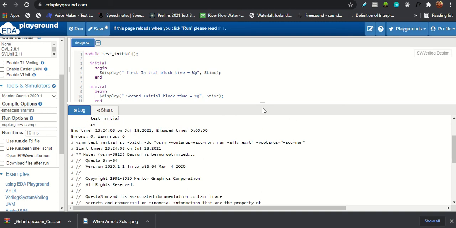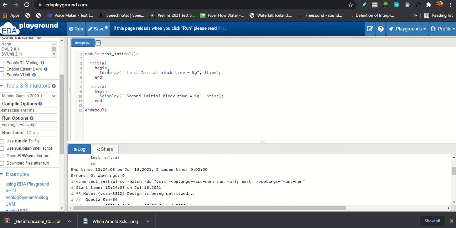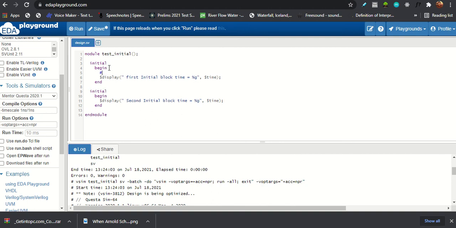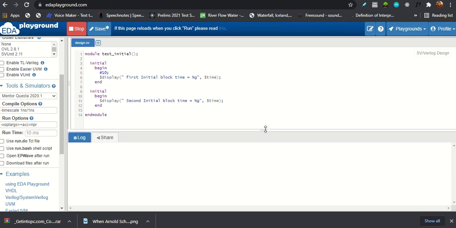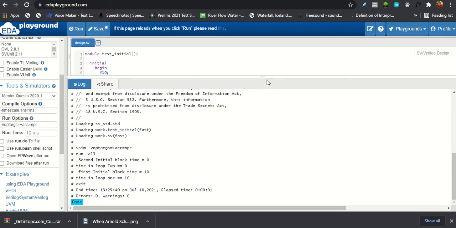Now we will add some delays and see what happens. Let us give some delay of 10 nanoseconds. So this delay #10 is a delay of 10 nanoseconds because our scale is 1 nanosecond. We have given a 10 nanosecond delay. Now we will execute this particular program and see what happens. Okay, now we have seen the second initial block executed at time 0 and the first initial block executed at time 10, right?